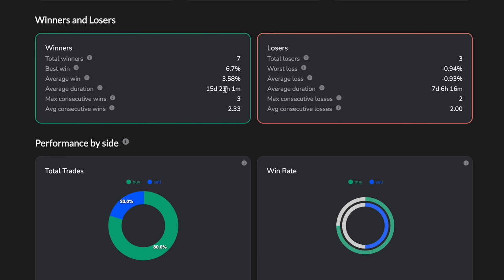Then we want to know how big our average winners are. We already know that from the risk reward. Average win is going to be around 3.58%. Our average loss, minus 0.93. So we're containing those losses to under 1%, which is very, very nice.